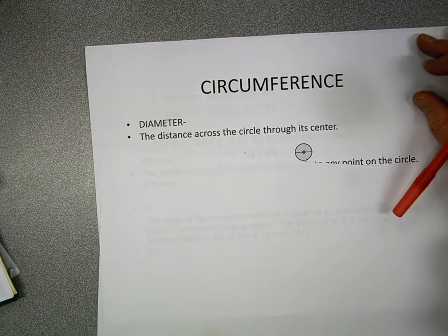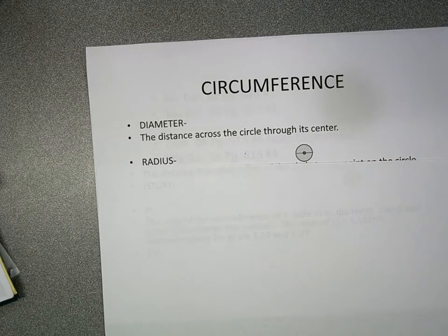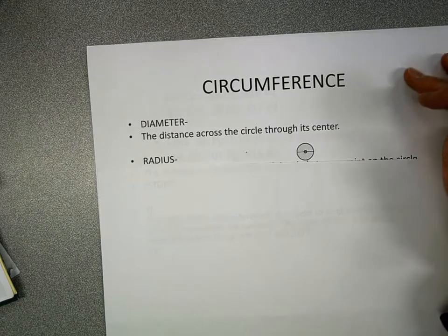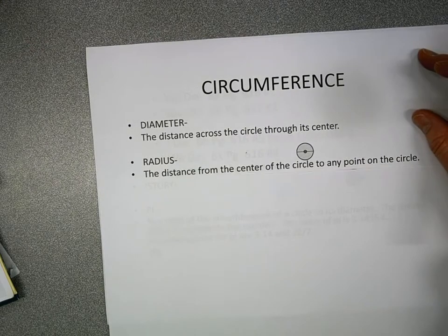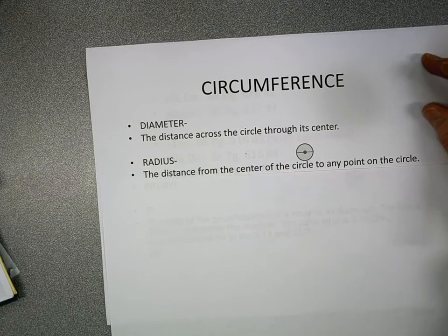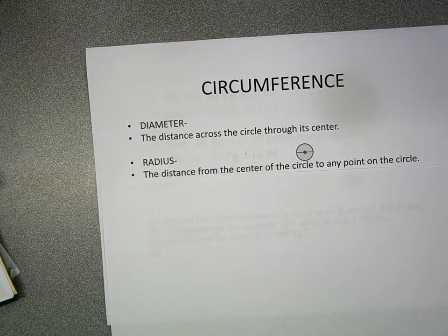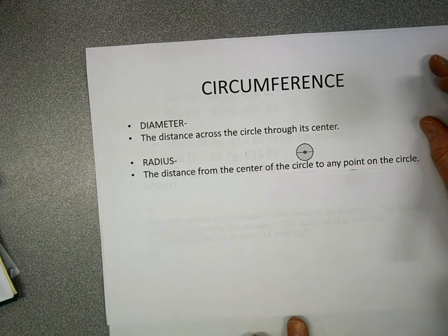Okay, and then our next word is radius. Everyone? Radius. Here's what the book says a radius is. It's the distance from the center of the circle to any point on the circle. One more time, the radius is the distance from the center of the circle to any point on the circle. So for example, a radius would look something like that.